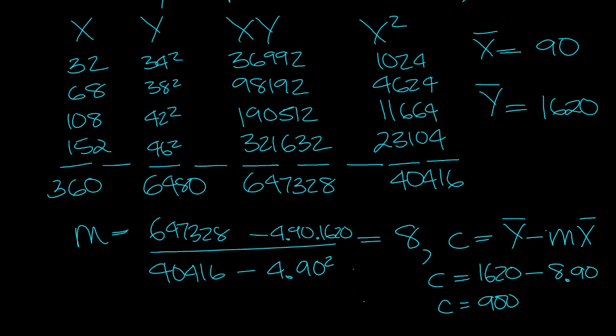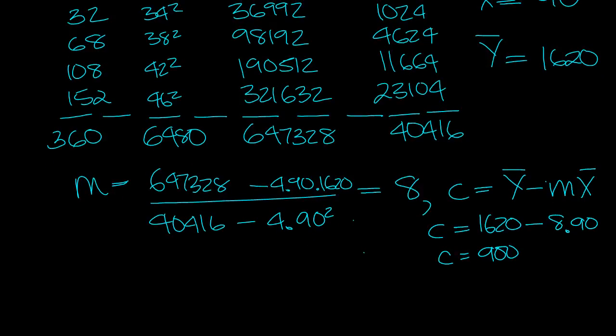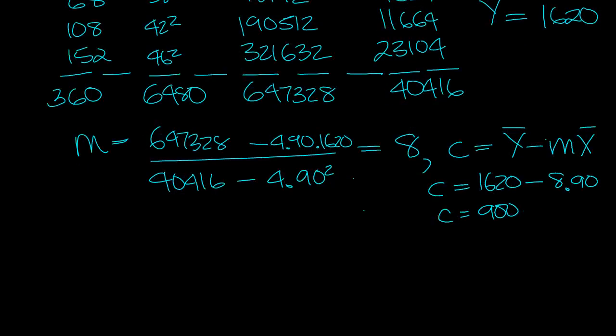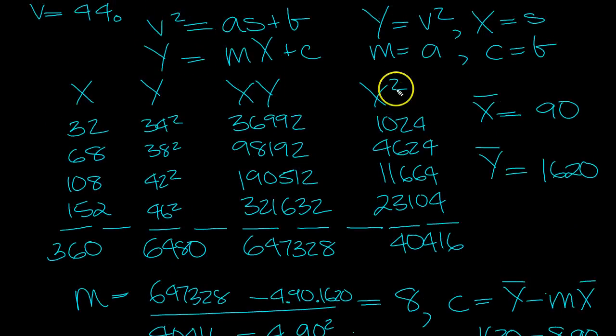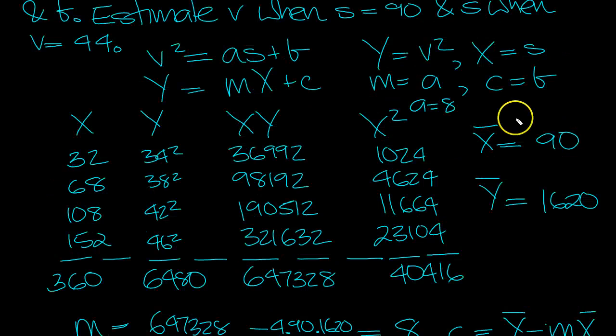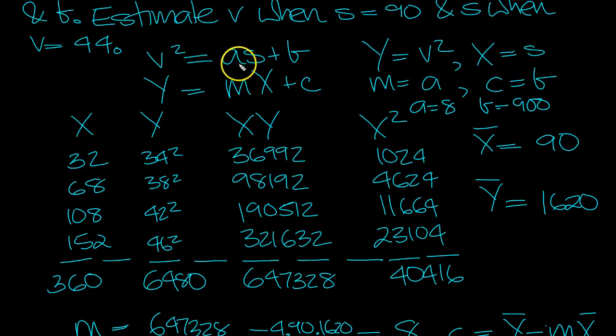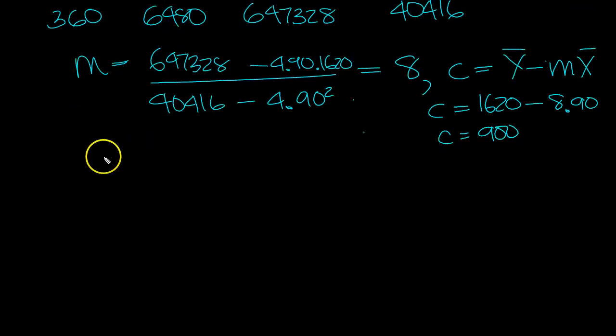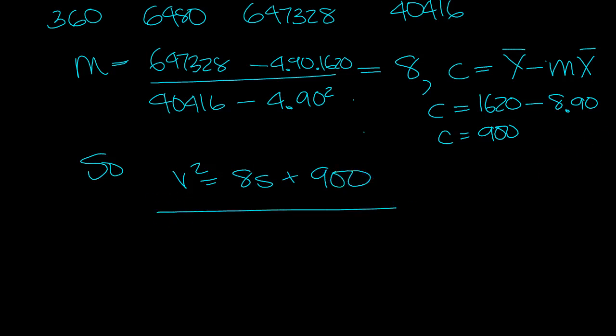There's C and M. Now we need to look back at the question now, don't we? Okay, so what do we get? We get v squared. A is 8, because M is 8, and C is equal to the B value, so B is 900. So we get v squared equals 8s plus 900, which is what we've got for our least squares curve.